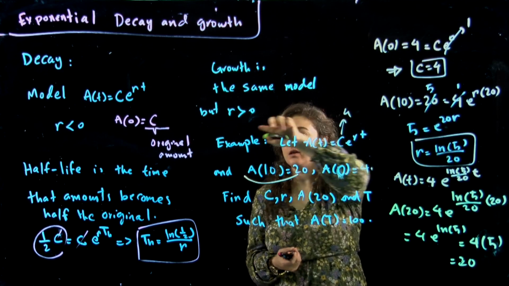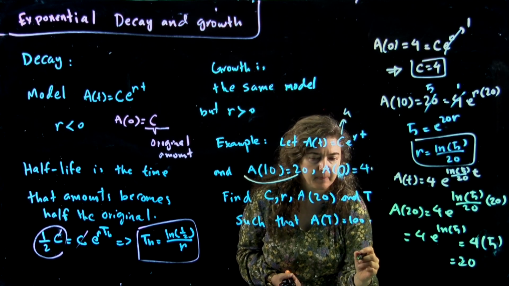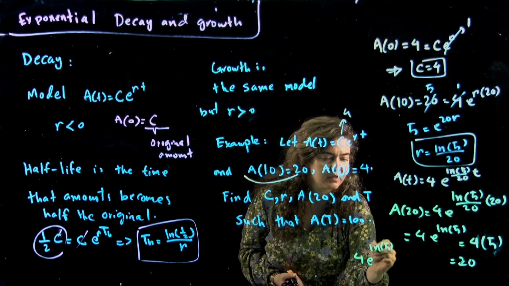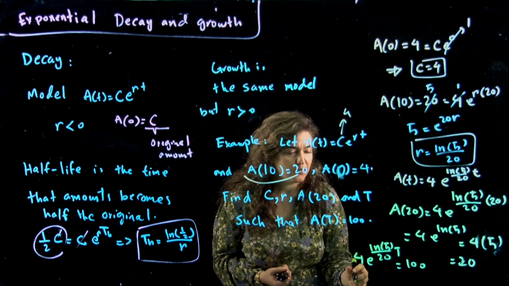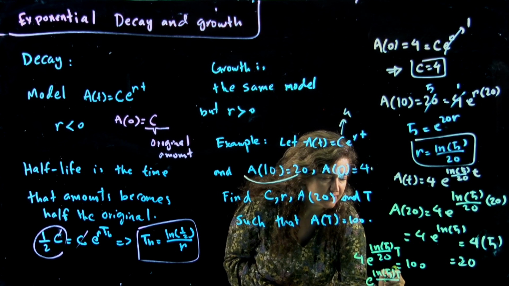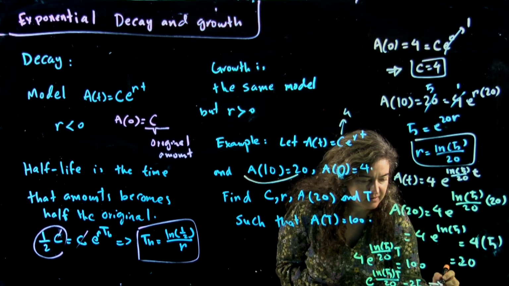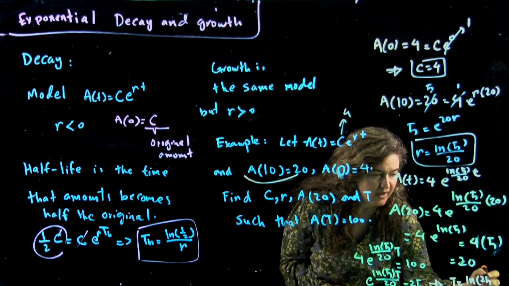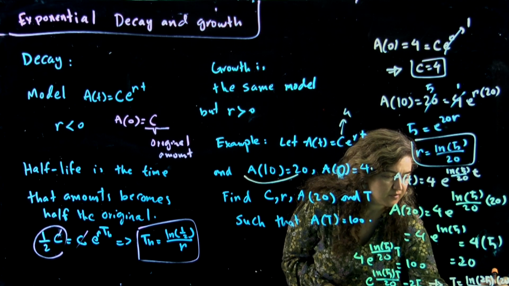Plug in t on the other side of the equation right here, and we get 4 e to the power ln of 5 divided by 20 times t equal to 100. Simplify to solve for t, and that would be e to the power ln of 5t divided by 20 is equal to 25. Take ln of both sides, and we get t is equal to natural log of 25 times 20 divided by natural log of 5.